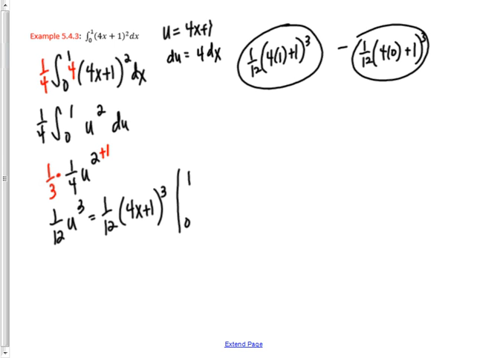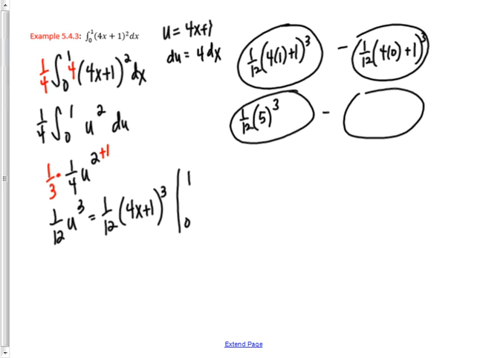Alright, just be really careful, and if you know you're bad with computation, use a calculator. So that's a 1/12. Alright, 4 times 1 is 4 plus 1 is 5. 5 cubed. And I'm about to use my calculator in just a second. 4 times 0 is 0. 0 plus 1 is 1. So that's not bad. This is just going to be 1 cubed is 1 times a 12th is a 12th.